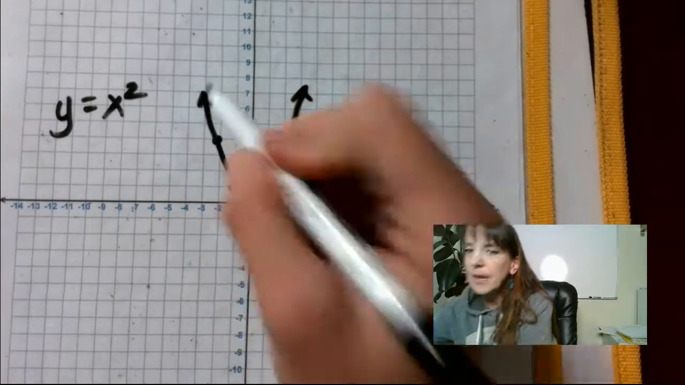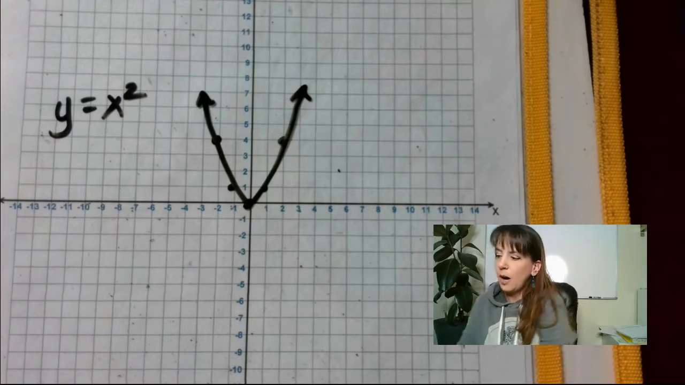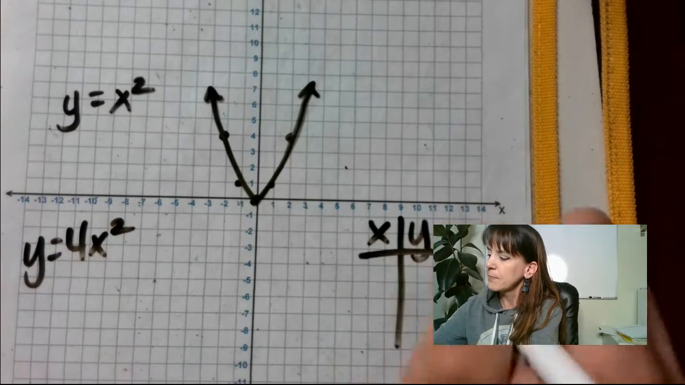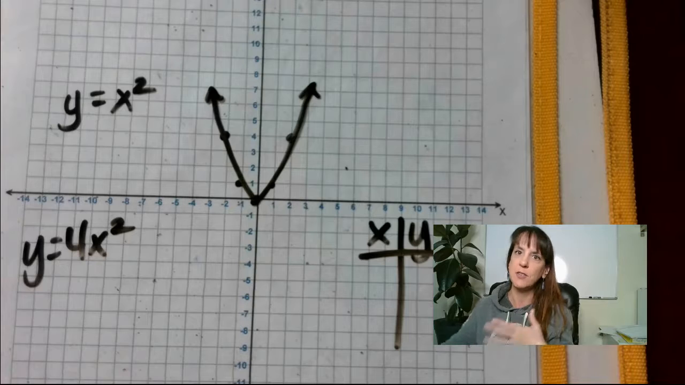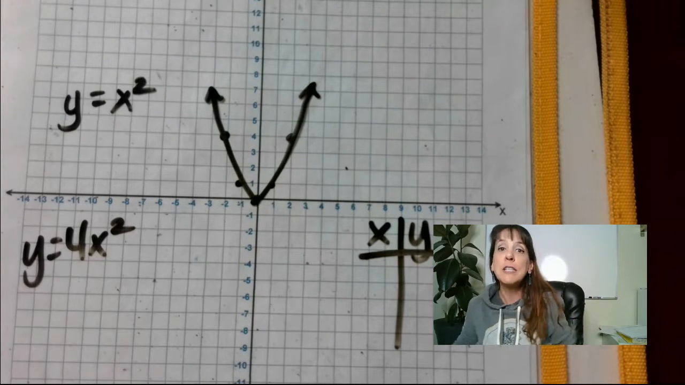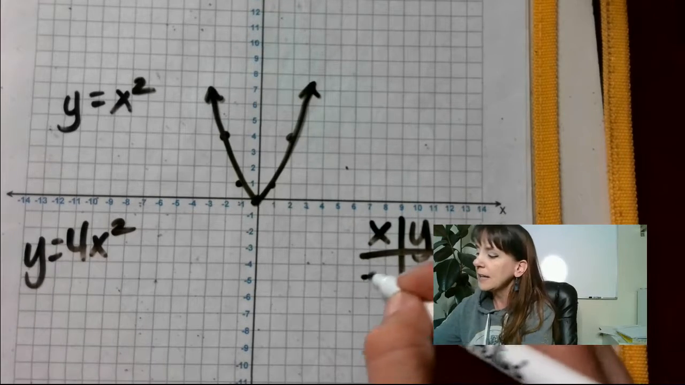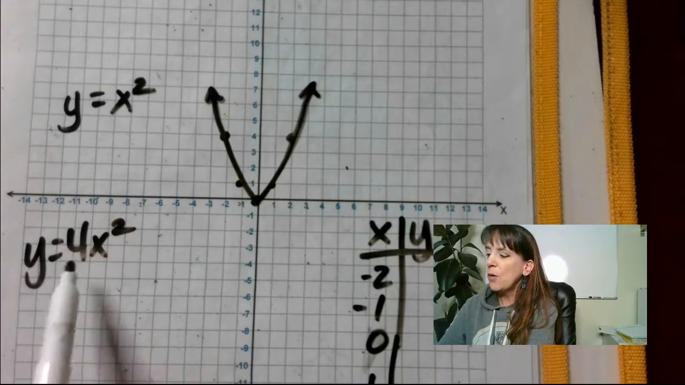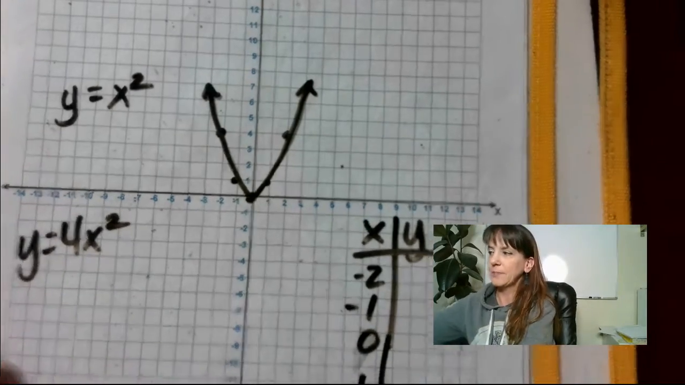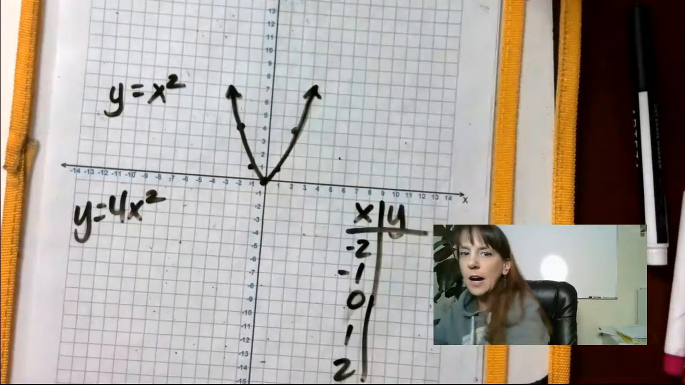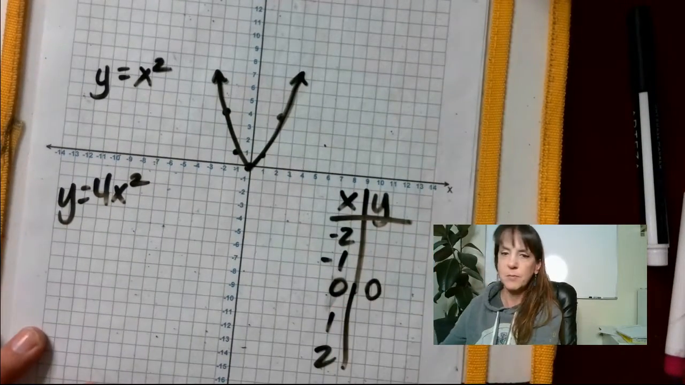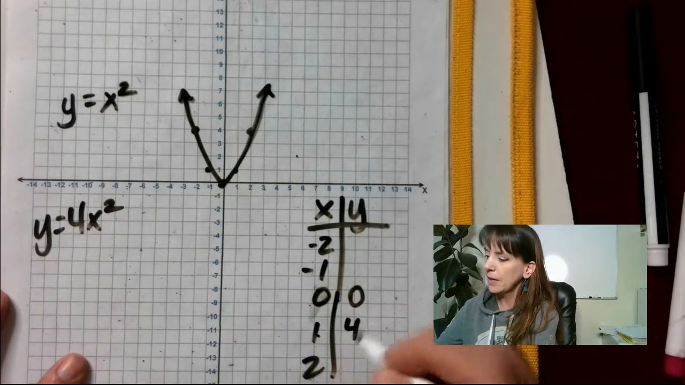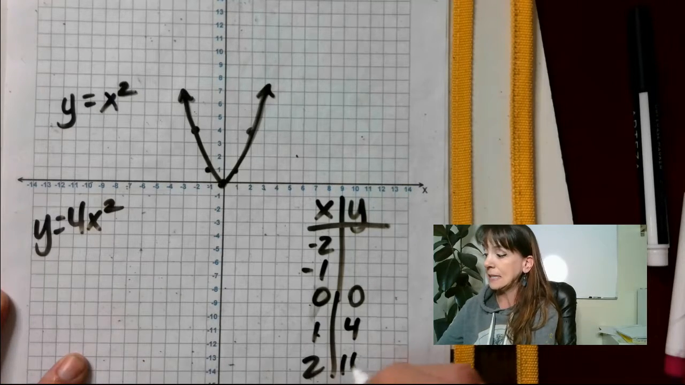It looks like this. Now let's try graphing y equals 4x squared. To do that, we're going to do an xy chart. For all of these, because I haven't told you how to find your axis, or I'm sorry, your vertex yet, it's all going to be at 0, 0. So we can pick -2, -1, 0, 1, and 2. If we have 0, that's just 0. For +1, if we put that in here, we get 4. For +2, that's going to be 16.